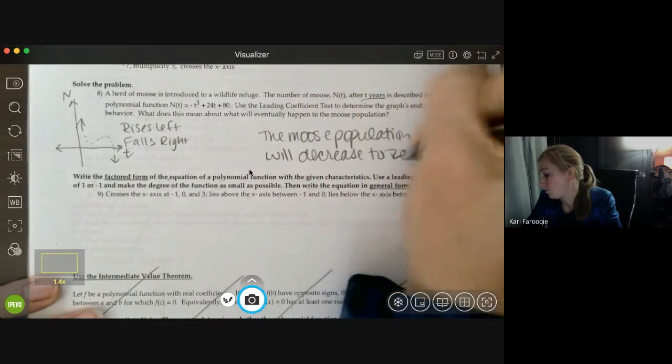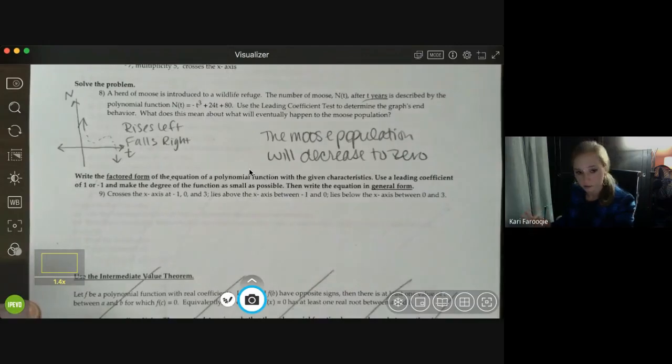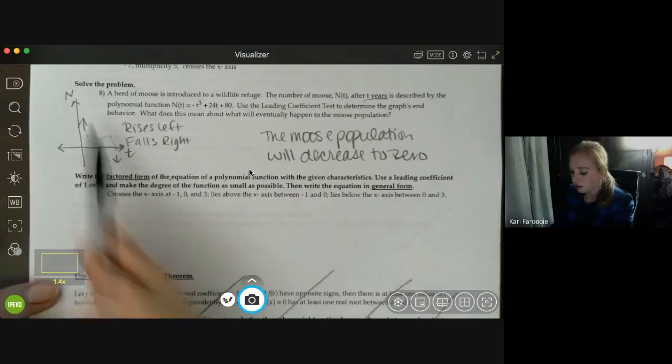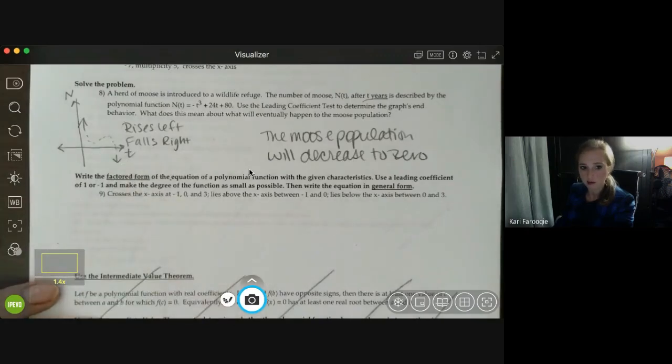Now, I know that you're thinking, wait, the moose population will eventually decrease to negative values. This is where you have to think about the fact that this is a real life function, even though technically the function models this behavior that takes it underneath the x-axis. We cannot have a population of moose that is less than 0, but we can say that eventually the moose population will decrease to 0, which happens, I guess, to a lot of wildlife these days, as unfortunate as it is.